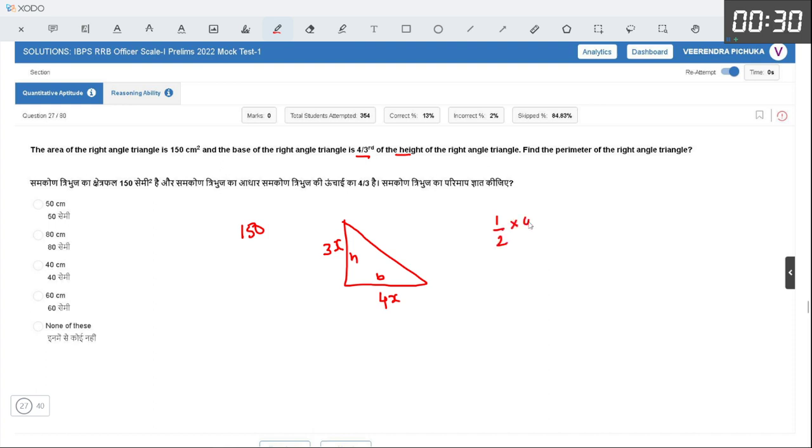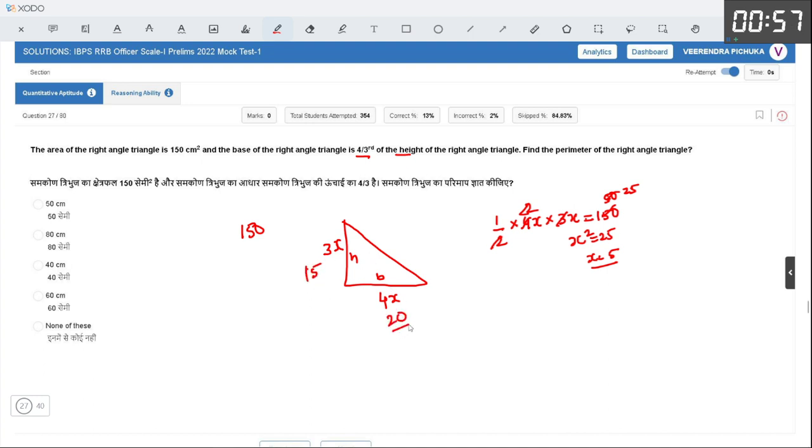The area is half into base into height. Base is 4x, height is 3x. It is 150. You can cancel here with 2, you can cancel here with 50, and here cancel with 25. So x square is 25, x is equal to 5. x = 5 means this side is 15.